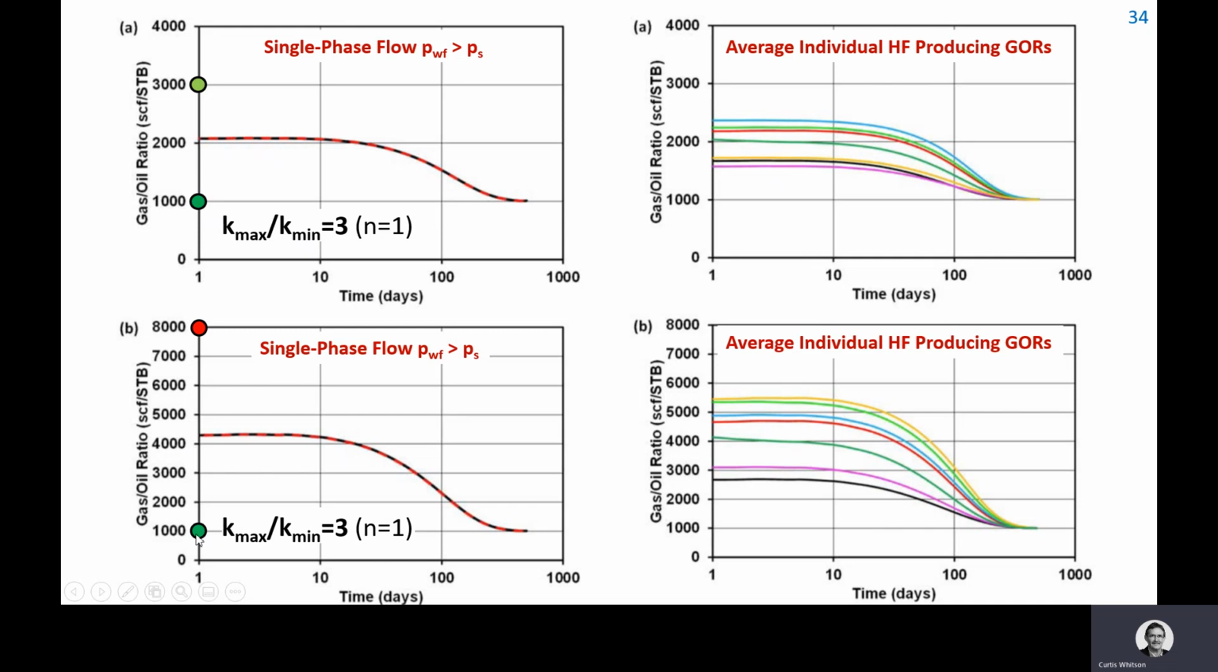Take another case with the same 1,000 GOR oil and then a gas condensate with an 8,000 GOR. Basically, we see similar behavior and a wider range of the individual hydraulic fracture gas oil ratios over time.